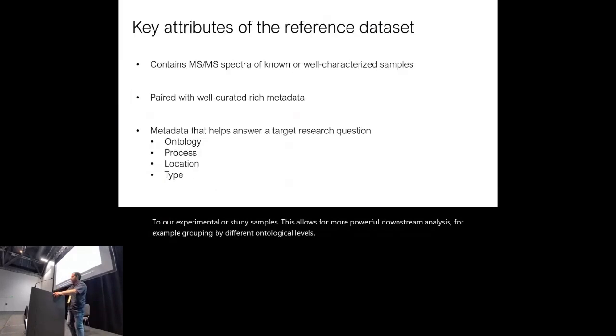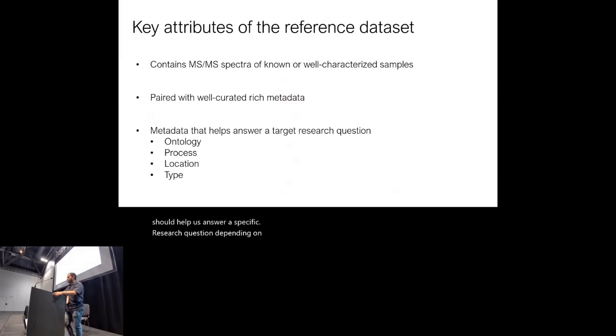Some of the key attributes of a reference dataset, as I mentioned earlier: the reference data should add some kind of biological context to our samples. That means that it includes MSMS data of well-characterized or well-known samples. Also, it comes paired with rich metadata that describes those samples in detail. And finally, this reference dataset should help us answer a specific research question.